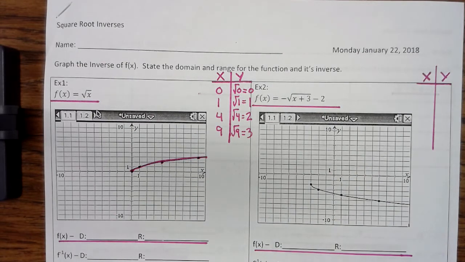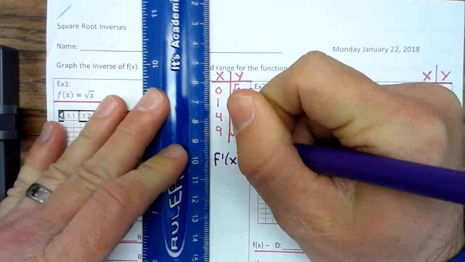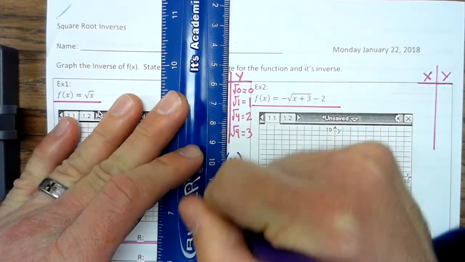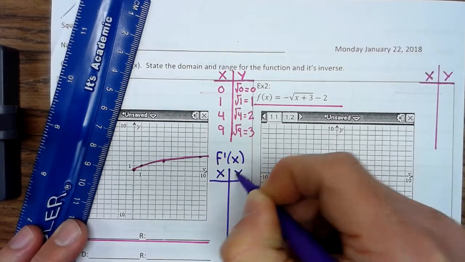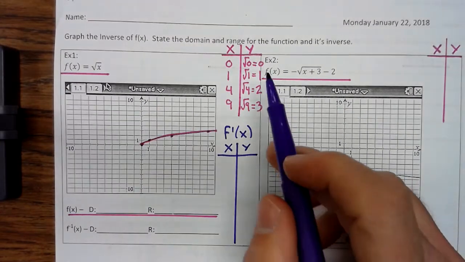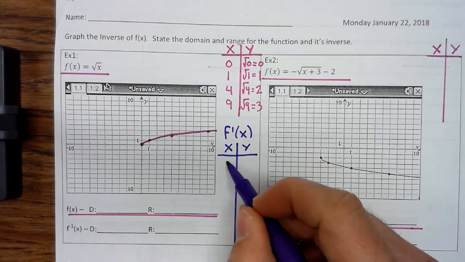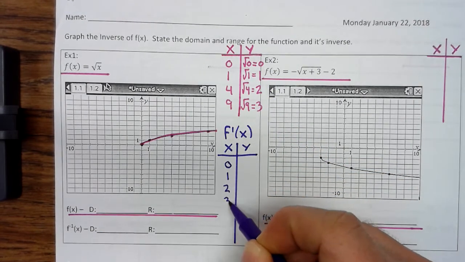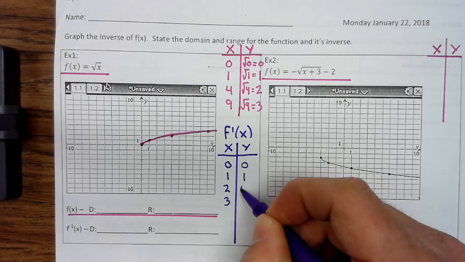So now we can use the second way using the table. So we know the table, and for an inverse, we switch the x and y. So to find f inverse of x, all we have to do is switch the x and y. Okay? So that means the y's now become the x's. So 0, 1, 2, 3 were the y's, now they're the x's. So 0, 1, 2, 3. And the x's were 0, 1, 4, 9. Now they're the y's. So 0, 1, 4, 9.